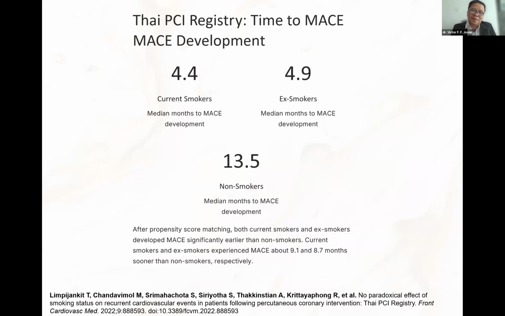How about the MACE development? Non-smokers have a median time to MACE development of 13.5 months, whereas in current smokers it is more rapid. It happened at 4.4 months, and in ex-smokers at 4.9.